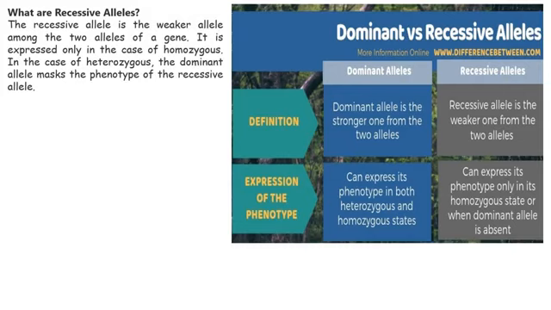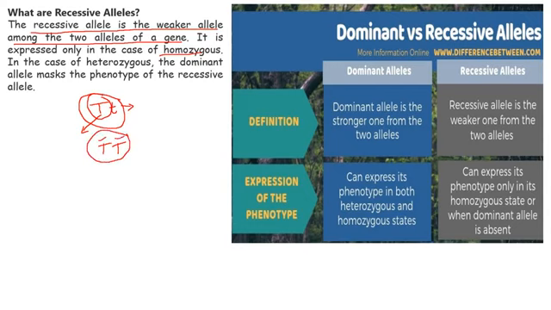Now coming to the recessive alleles. The recessive allele is the weaker allele amongst the two alleles of the gene. It is expressed only in case of homozygous. Suppose there is a tall gene and a short gene. One gene is responsible for tall and the other for short. We know that capital T is dominant, so definitely the progeny will show this character. The progeny will be tall, not short, though it has the recessive gene also, because the recessive gene cannot express itself. Only dominant genes will express themselves. Even in the case of homozygous dominant, both genes are tall, so the progeny will be tall.